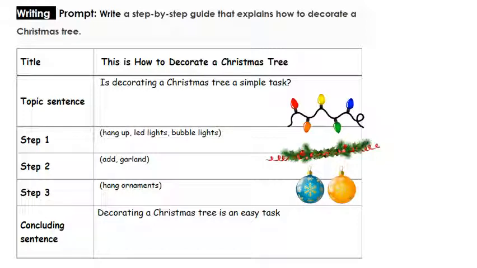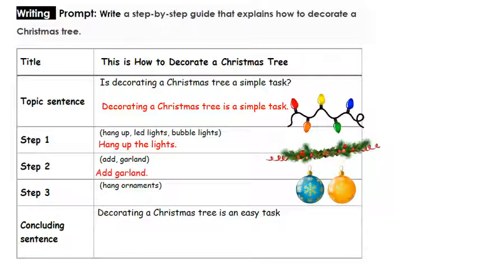In the topic sentence, what must I write? I must introduce the topic. Is decorating a Christmas tree a simple task? So you have to ask yourself, let the reader think of it, and introduce the process for them. So in the topic sentence, I have to say simply, decorating a Christmas tree is a simple task. So now let's tell the steps to decorate a Christmas tree. Step 1, hang up the lights. Step 2, add garland. Step 3, hang ornaments.